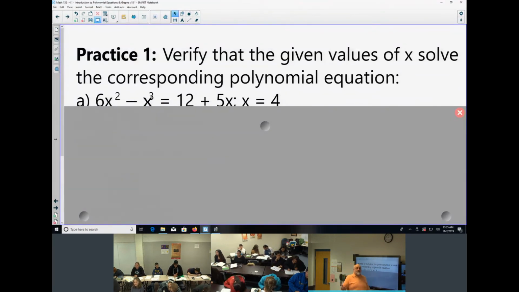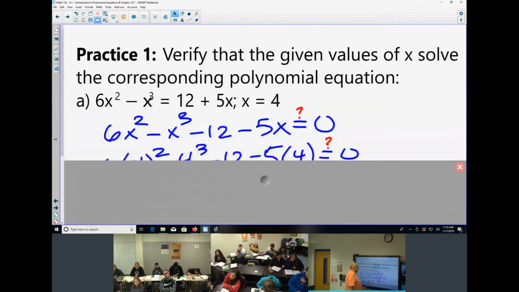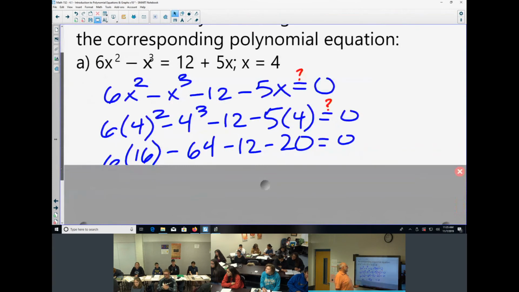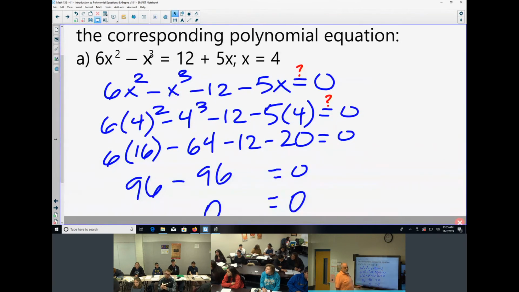Okay, so thumbs up or thumbs down? Does it check? All right, looks like we're all getting yes. So if you look, here what I did is I put everything on the left to see if I had any like terms. If you do that, then you can set it equal to 0 and then plug in and see if you get 0, which you do.